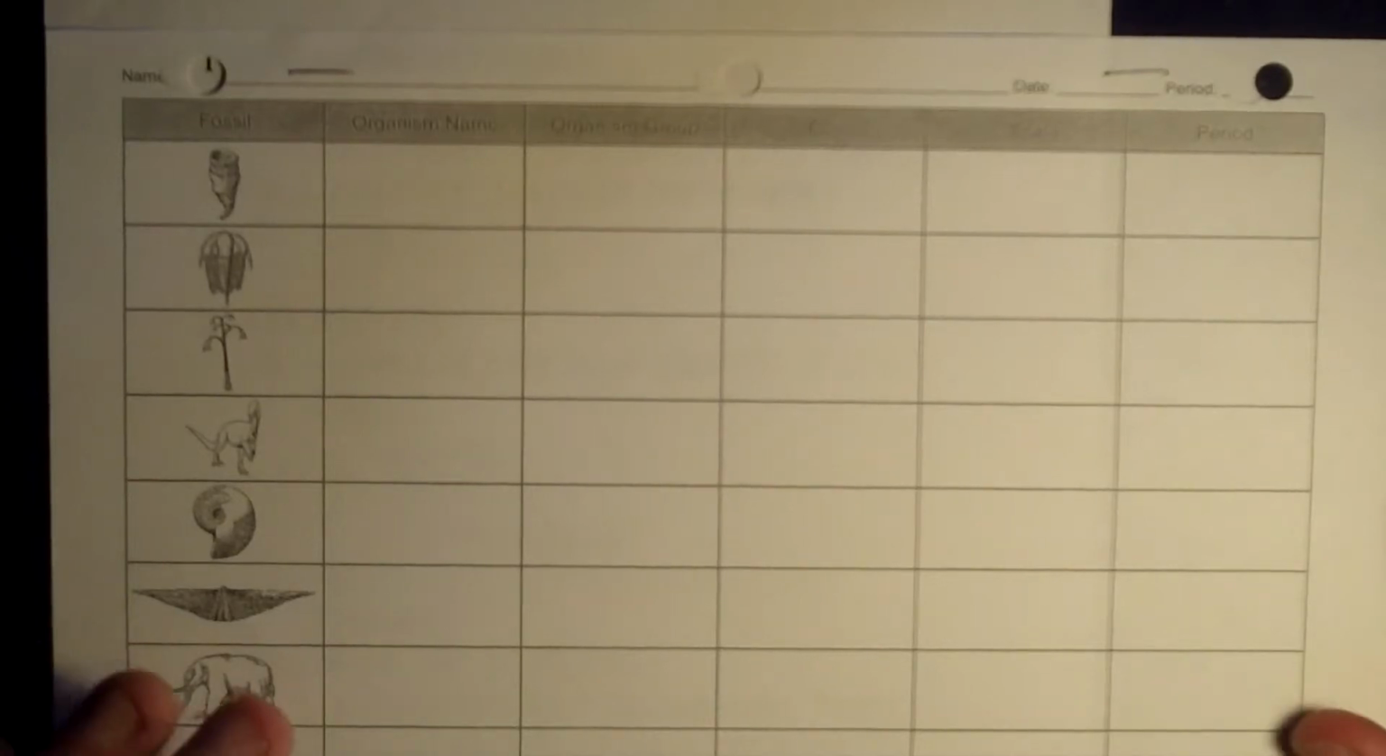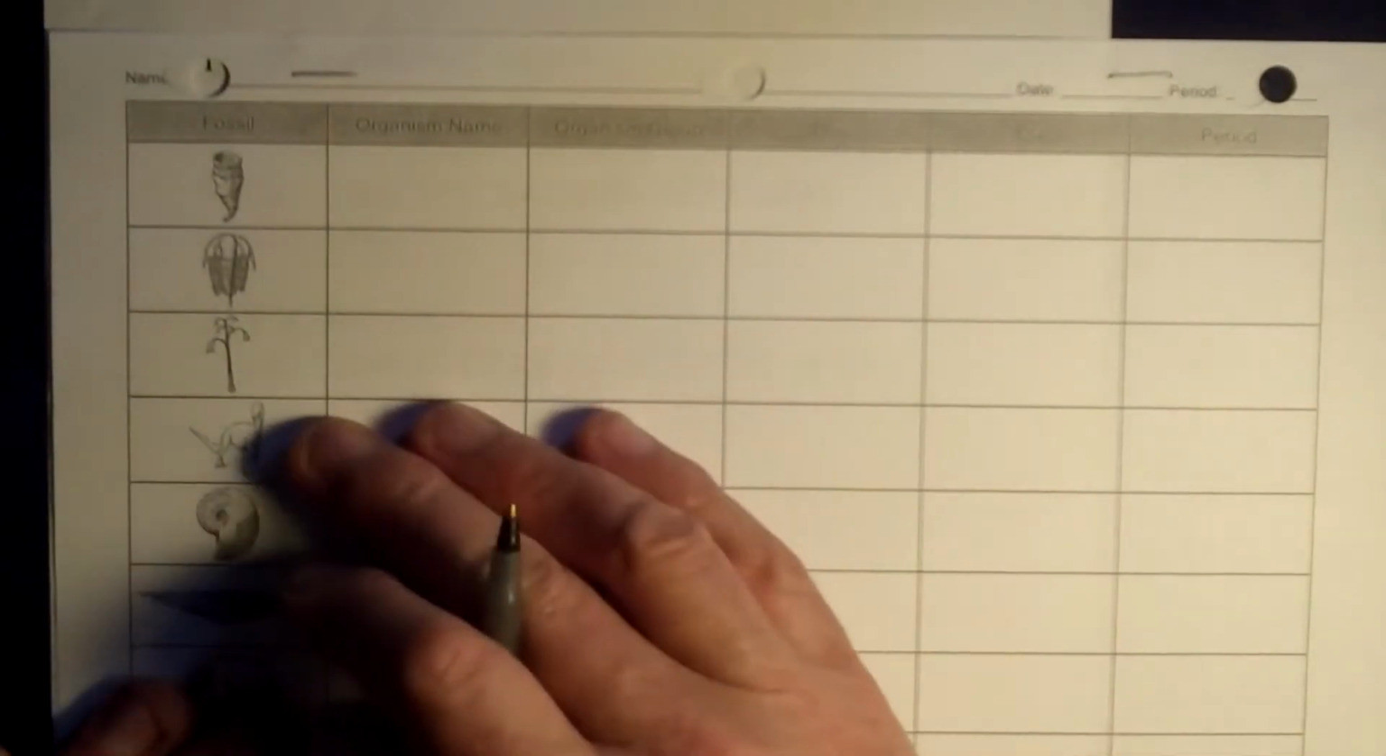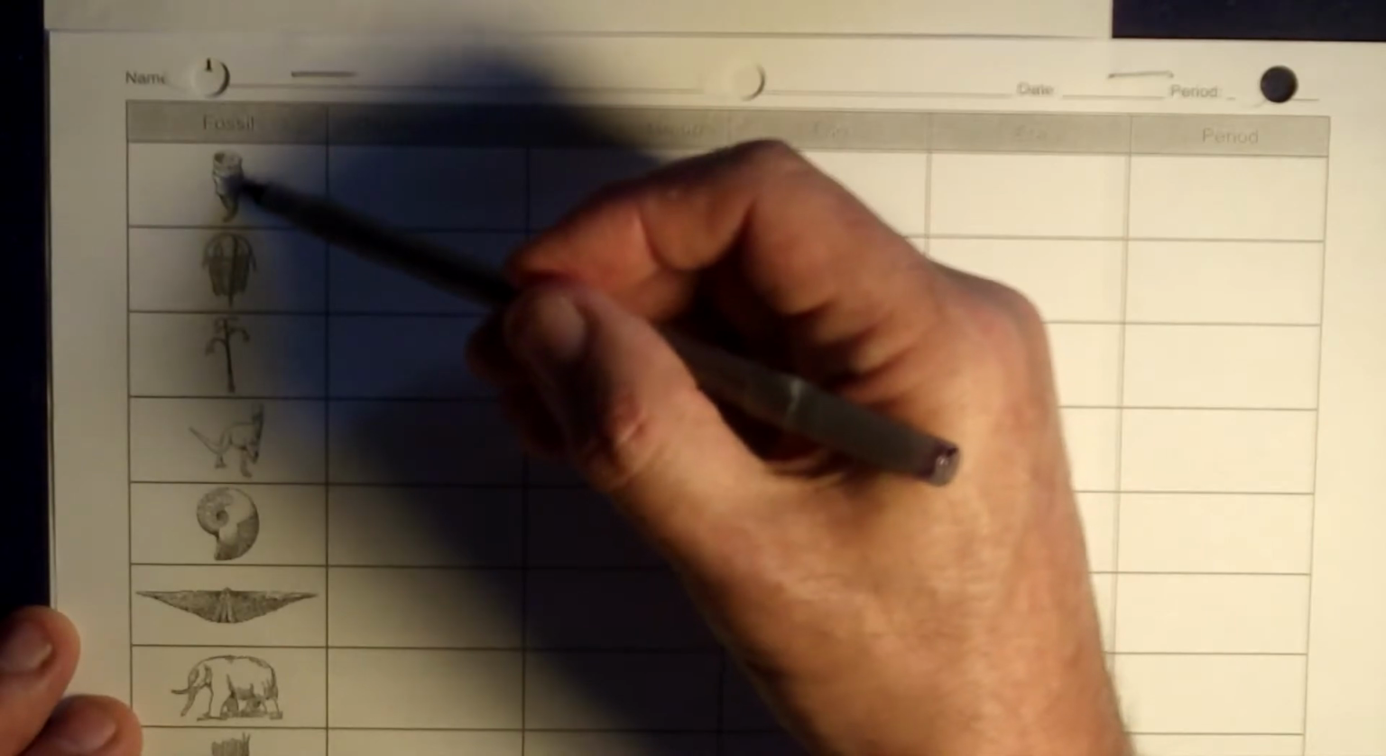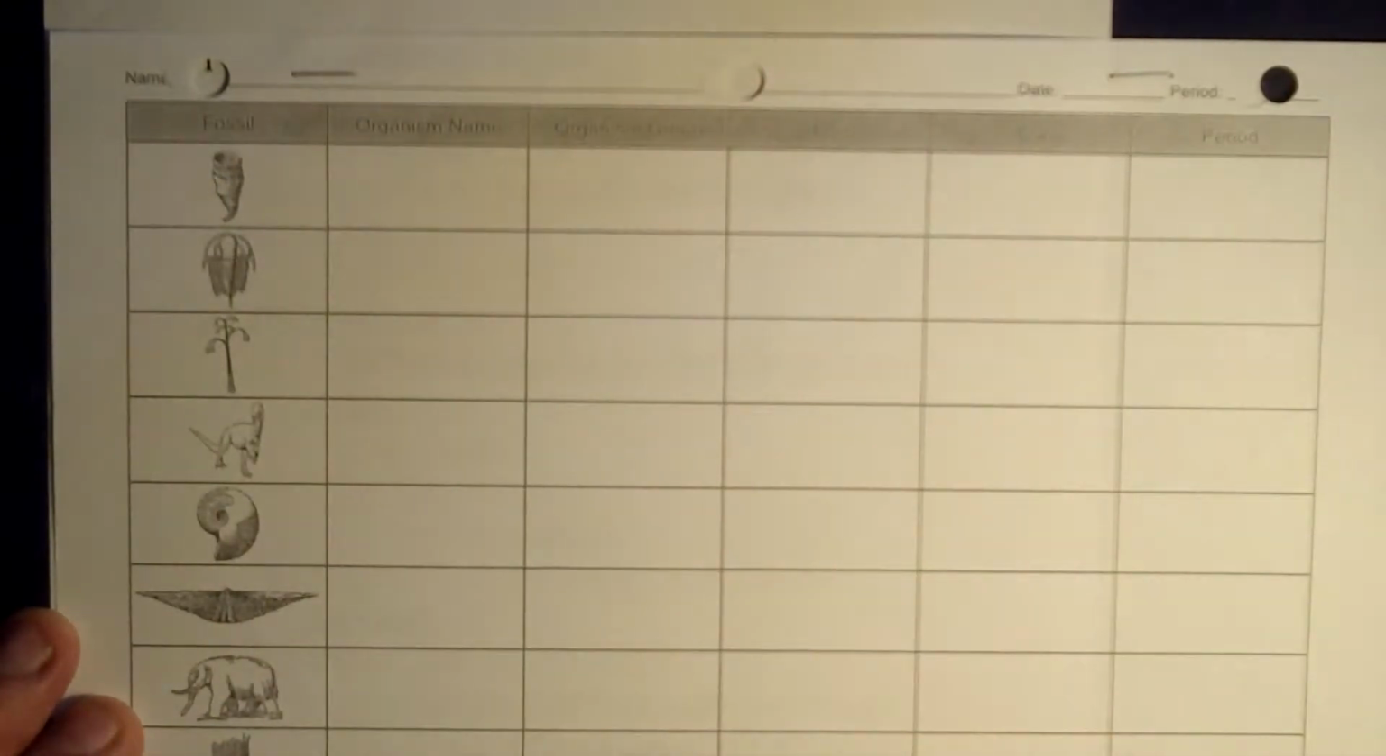All right, to do worksheet number 1, you're going to have to identify the index fossils that are shown here, the eon it was present in, the era it was present in, and the period it was present in. Now, what makes these fossils special?